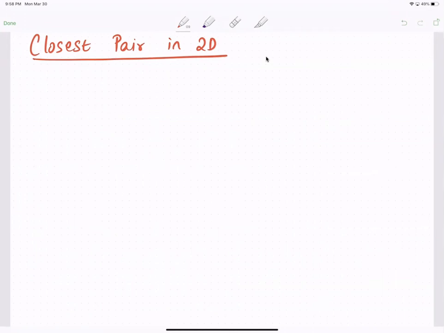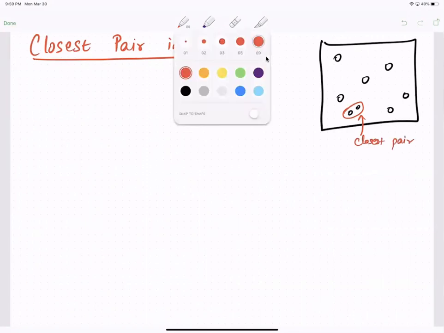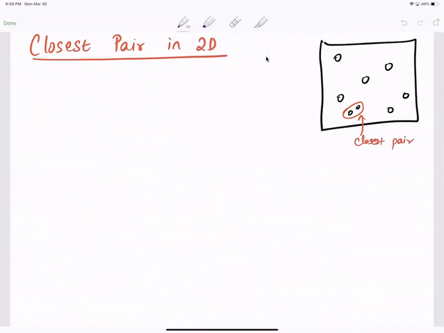Okay, so let's start off by defining the problem in case someone has not seen this before. You're given n points in the plane, and you want to know which are the 2 points which are closest to each other. Just say Euclidean distance, right? So in this case, it looks like these two will be the closest pair. A very simple definition.